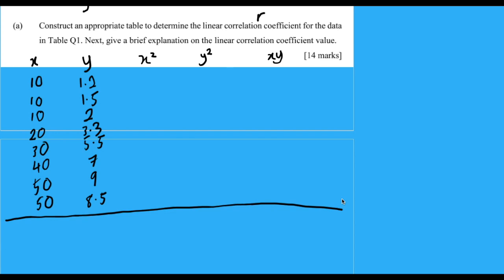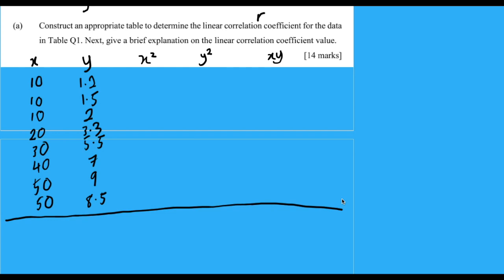Please keep in mind that you insert the value of x, y and not y, x. So we have 10, 1.2, then press M plus or memory plus, and you would get n equals to 1. So you would do this until the end of your data. So you would press again 10, 1.5 M plus, 10, 2 M plus, up to 50, 8.5 M plus.